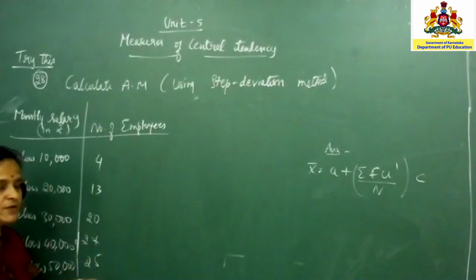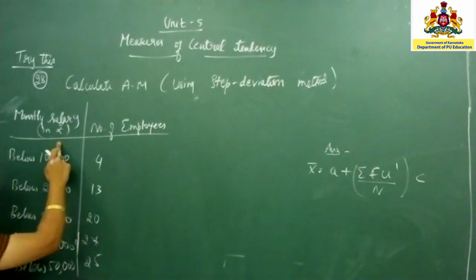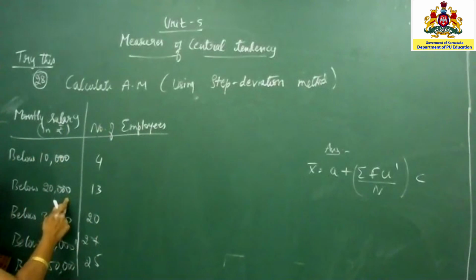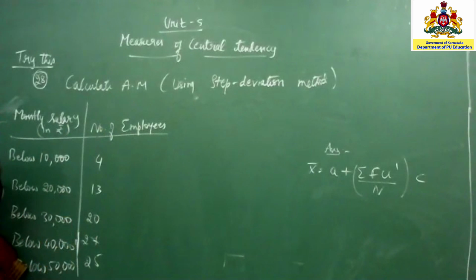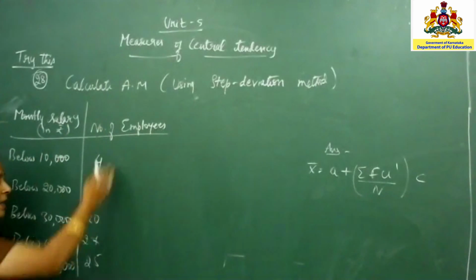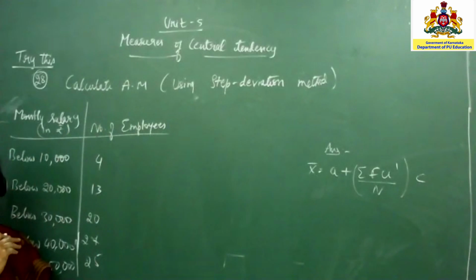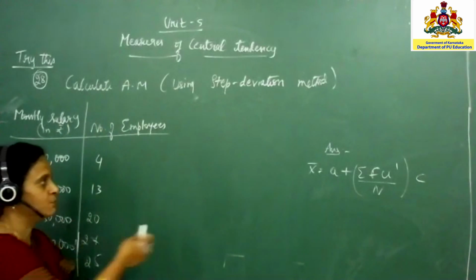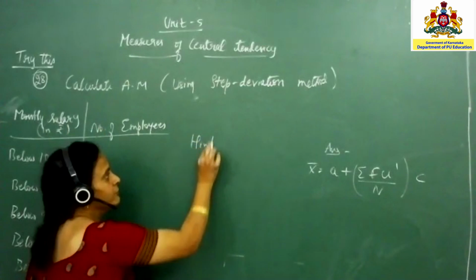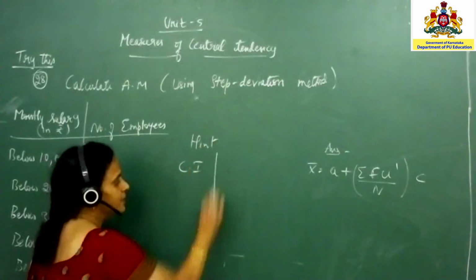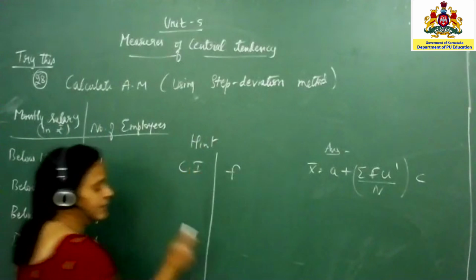But compared to the previous one, so here the below values are given. Below 10,000, below 20,000, below 30, below 40, below 50. So previous problem, it was above, now it is below. Again here, cumulative frequencies are given. So again, the hint for this problem, okay? So hint is, the very first job is convert in terms of class interval and frequency.